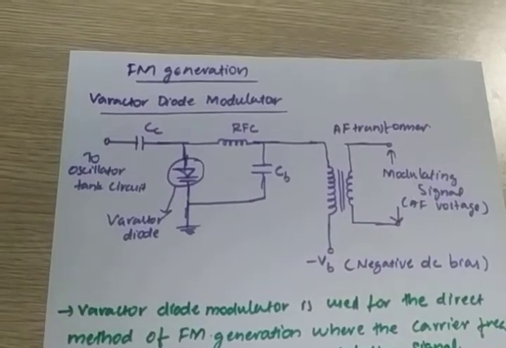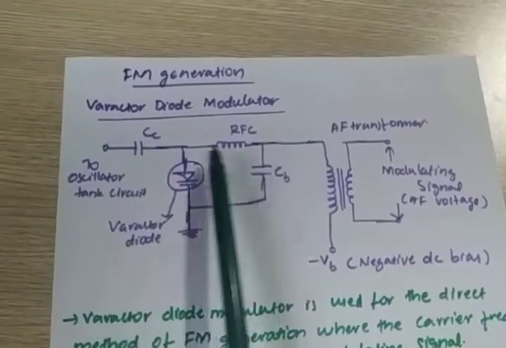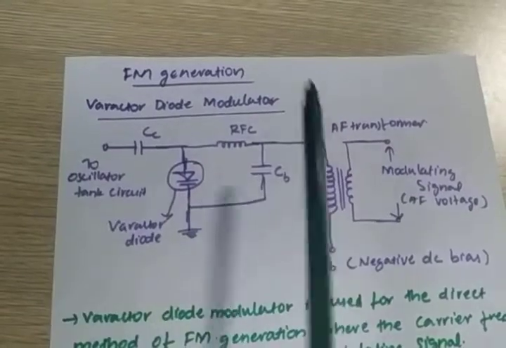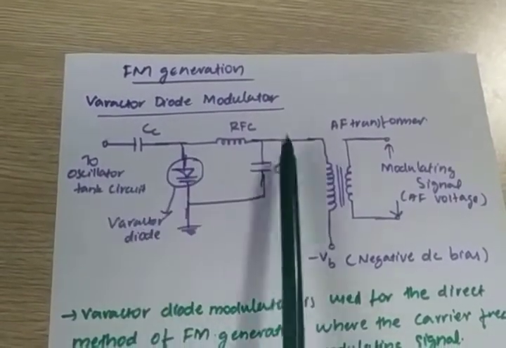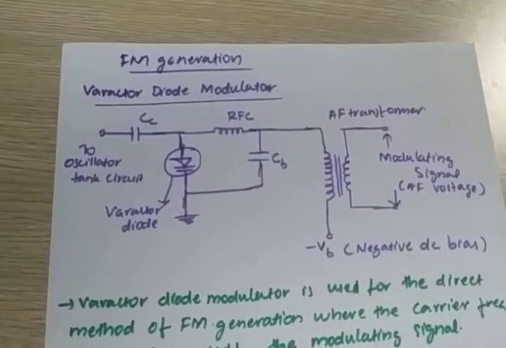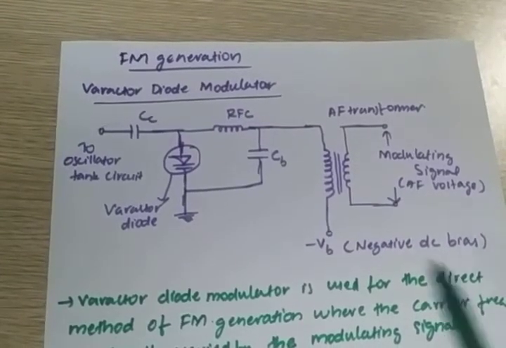Okay, so eventually we are connecting this diode to an oscillator circuit. The oscillator has a tank circuit. You know what a tank circuit is? An inductor and a capacitor connected to form a loop.